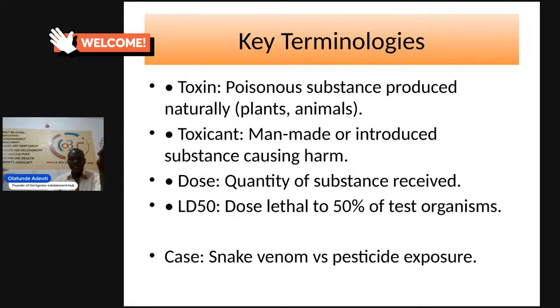Examples of toxins are snake venom or pesticide exposure. If you are trying to assess how poisonous a snake venom could be and the effect of being exposed to pesticide, that is some of these toxins and toxicants.